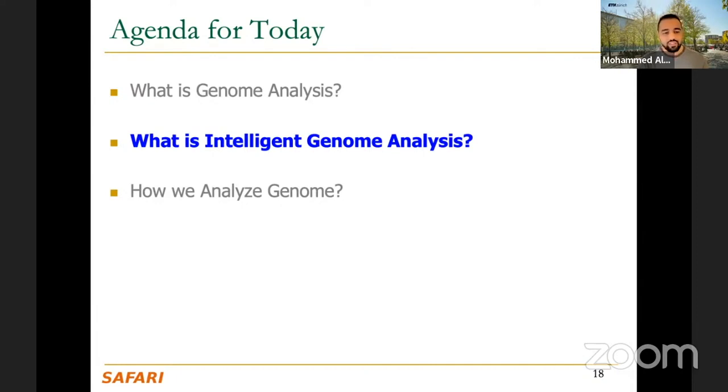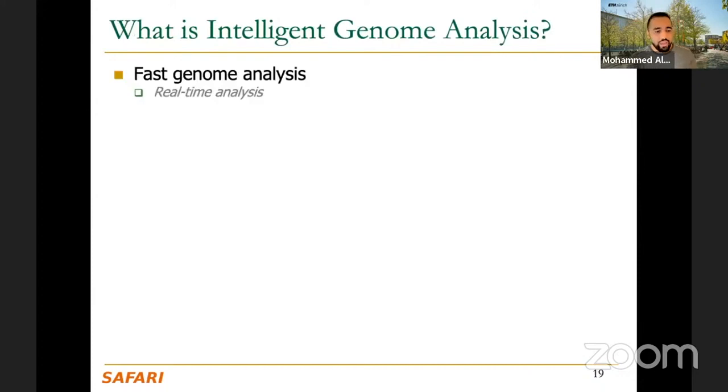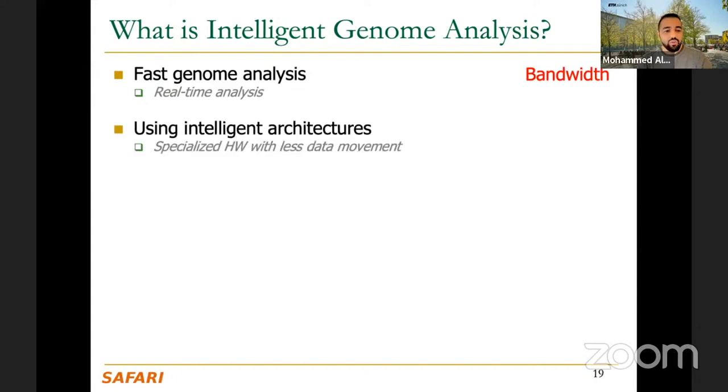Now, what is intelligent genome analysis? The first thing, which is really obvious, is to have very fast genome analysis, which is real-time analysis. If I go to the hospital and I'm critically sick, I expect to get treatment or medication very fast, within the first hour or the very first few hours. Now, using intelligent architecture, why do we need architectures or hardware for that? When we have specialized hardware to do the analysis, we will have less data movement, less energy requirement, and less delay. And that is specialization.